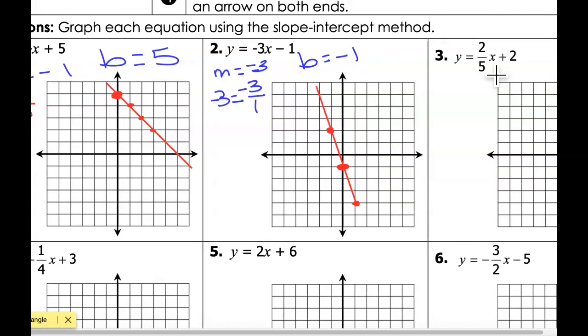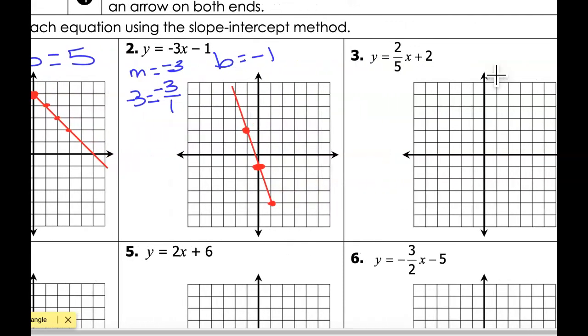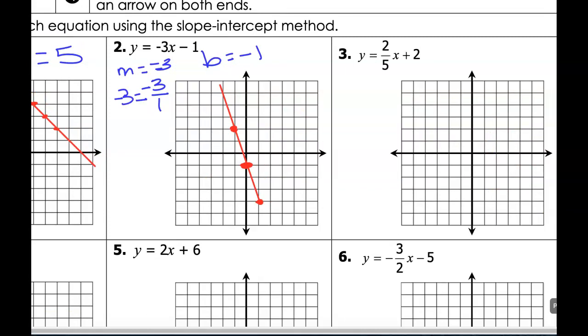All right, number 3. Same thing. We take what we're given in the equation, and then from what we're given, we get our slope and our intercept. So my slope is 2/5. My intercept is at 2. And then I use that information to draw a couple of points.